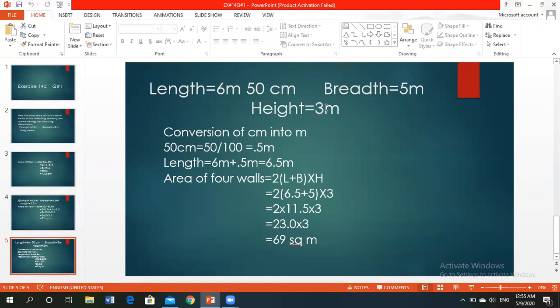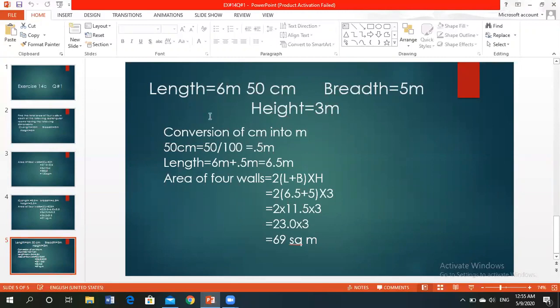First we have to make all the units the same. Here we have to change 50 centimeters into meters. So the first step is conversion of centimeters into meters. As you know, there are 100 centimeters in 1 meter. For converting 50 centimeters into meters, we will divide 50 by 100. That is equal to 0.5. It means 50 centimeters equals 0.5 meters.